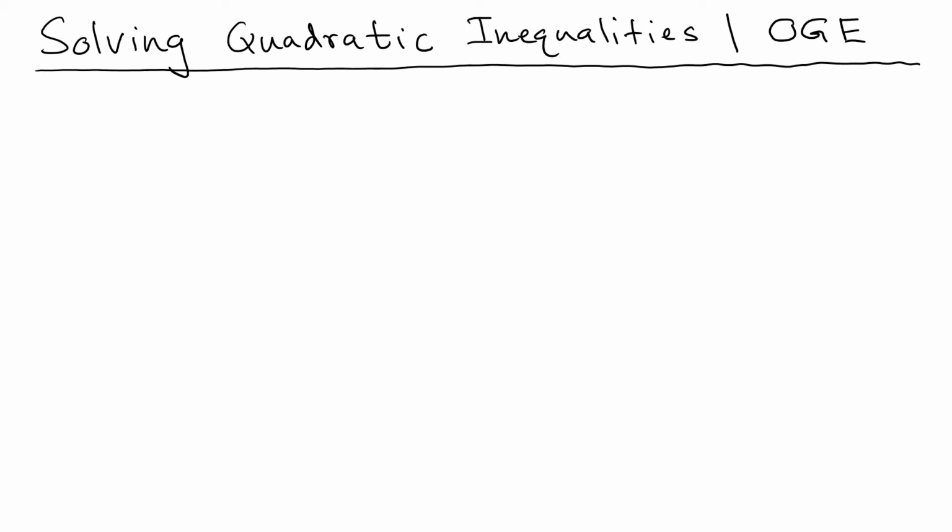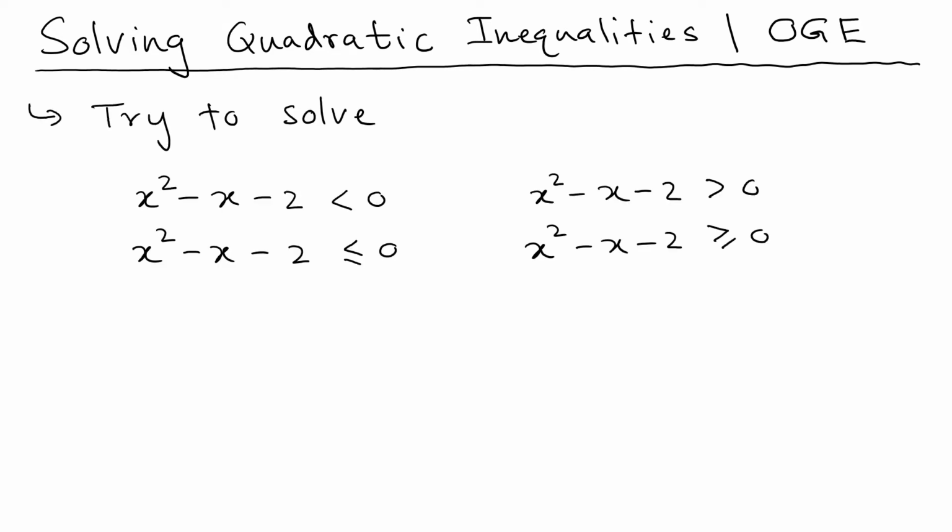In this video, we are going to learn how to solve quadratic inequalities. What are quadratic inequalities? Quadratic inequalities are inequalities of these four types. You can see you have an expression which is a quadratic expression. A quadratic expression means an expression of degree 2. And then you have four different types of inequalities.